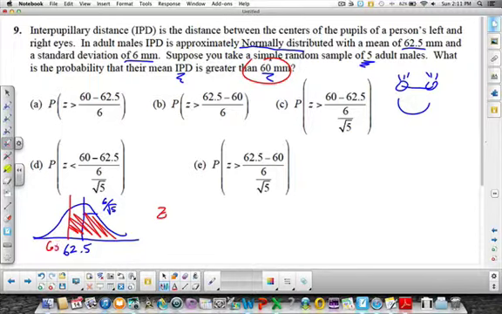My z-score would be 60 minus 62.5, so my observation minus the mean, divided by the standard deviation, or 6 over root 5. And what we want is the probability that z is greater than that, because we want an IPD greater than 60. So we can eliminate the z that was less than, and it looks like the correct one is going to be here: my observation minus my mean divided by my standard deviation. So the correct answer there is C.